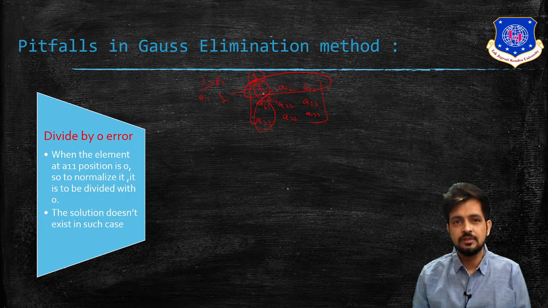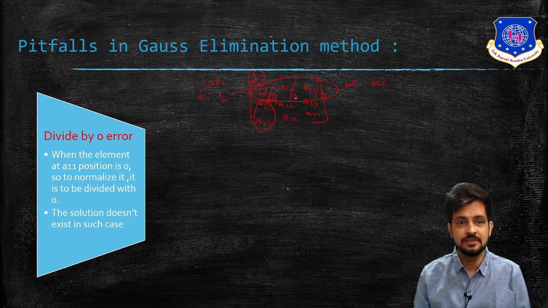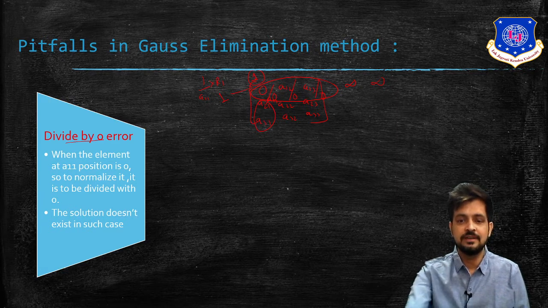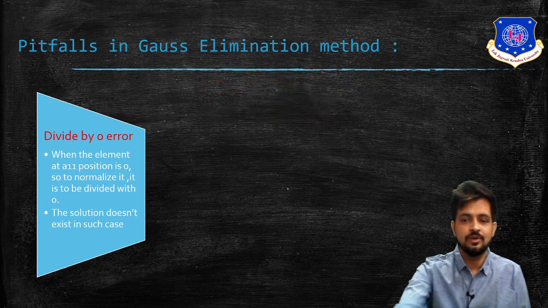If instead of A11, 0 is there, then what will happen? I have to divide the whole row by 0. This is 0, so 0 by 0. Any other value divided by 0 will be infinite. So these elements will be infinite, and my final answer will not be obtained. The solution will not be obtained in such a case. The error that occurs is known as divide by zero error. So Gauss elimination method has one disadvantage, that is divide by zero error.